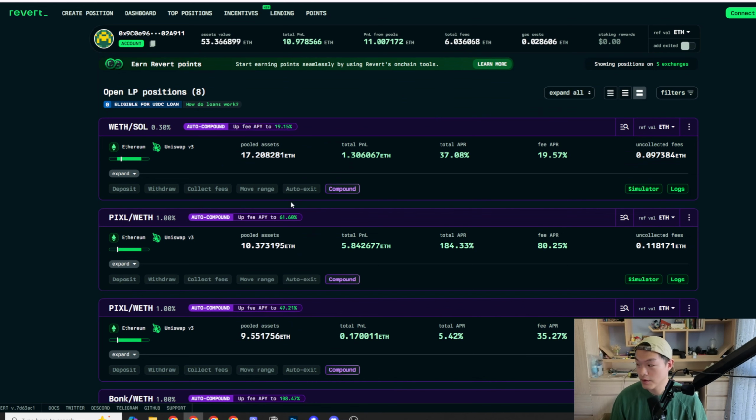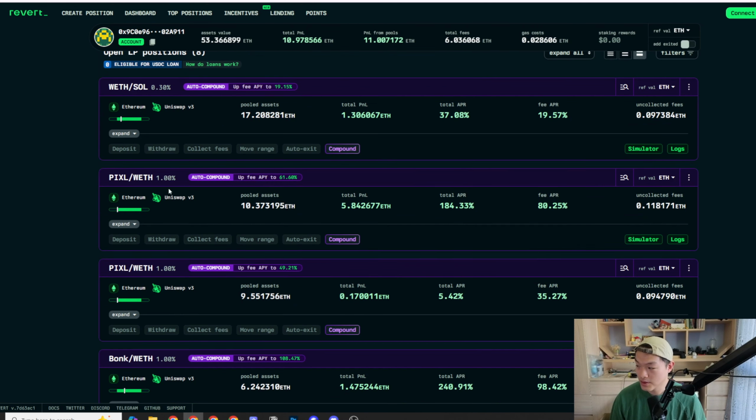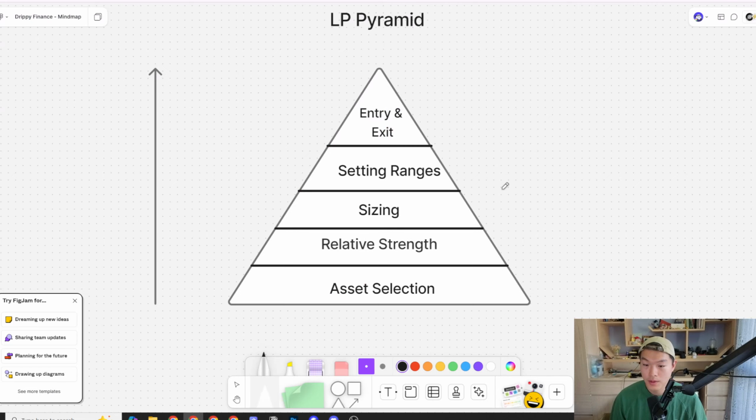I do have a heavier allocation to Pixel. Pixel is pretty much a micro cap gaming token, but that's because I bought a lot of it for quite cheap. So I don't mind having a higher allocation. But generally, I aim to basically put only 1 to 5% on smaller cap altcoins. That's below like 250 million market cap.